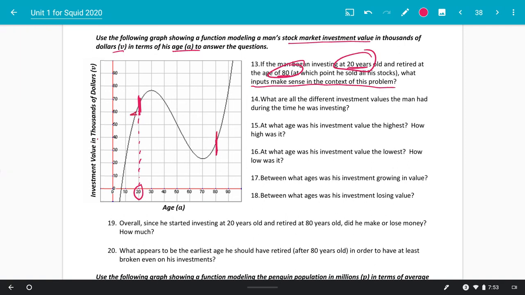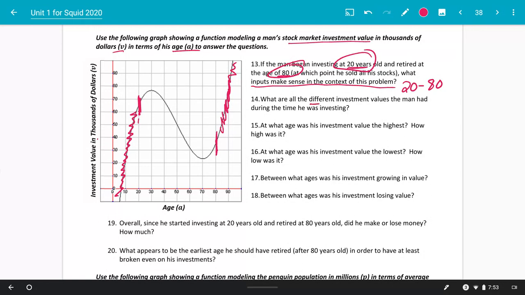So that tells me that this part of the graph is non-existent. Like he hadn't even invested money. I know that the graph gives us his profit and loss and all that stuff, but if he hasn't bought it till he's 20 and he sold it when he's 80, that stuff on the outside there doesn't make any sense. So to answer this question, what inputs make sense? 20 to 80. Kind of funny because they gave us that information in the question.